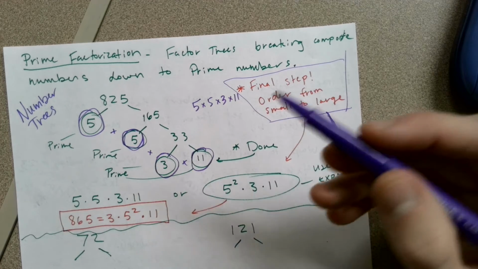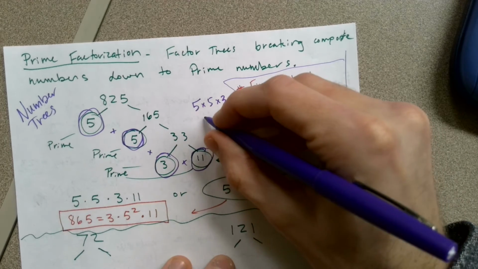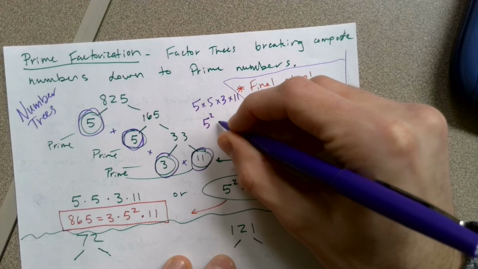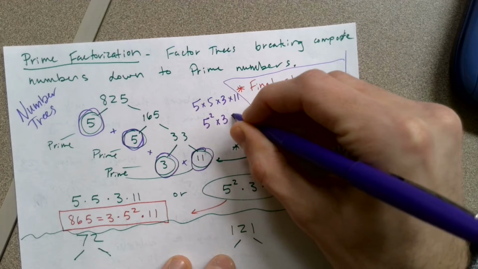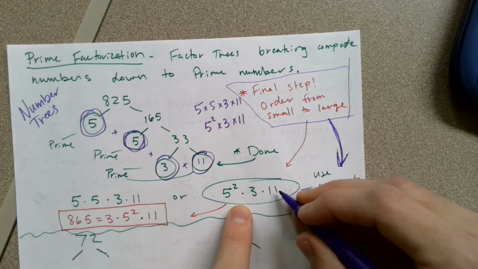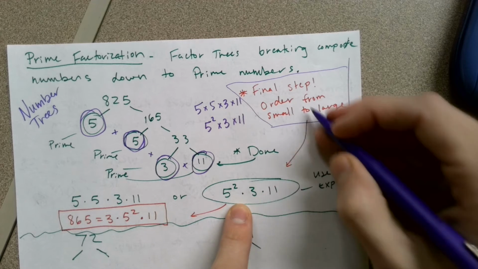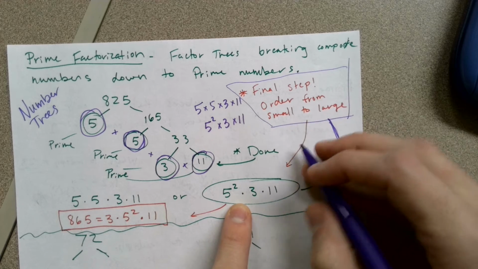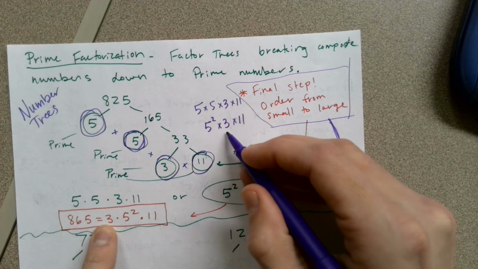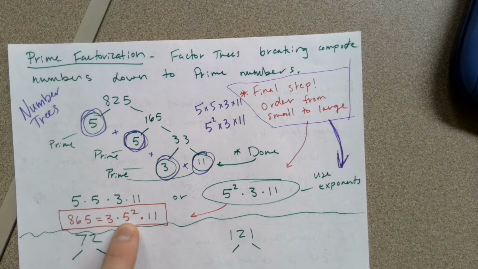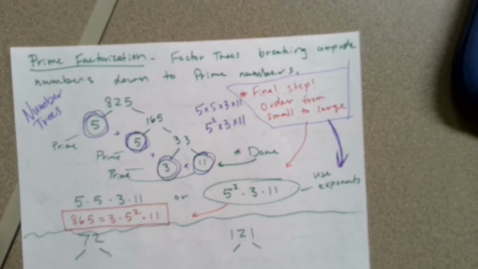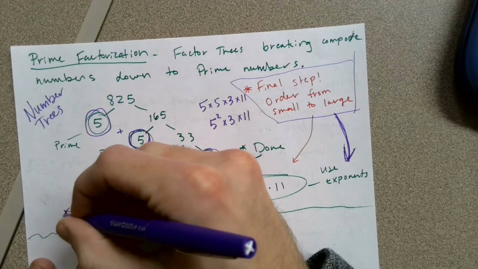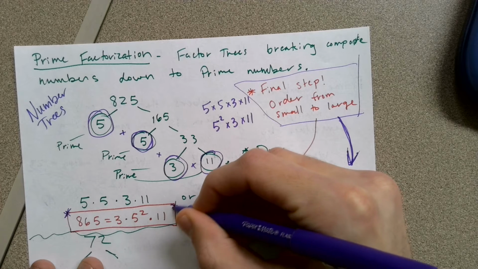Okay. Next, I'm going to put in my exponents. I know 5 times 5 is really the same as 5 squared. That's what we talked about last week. So I rewrote it like this. Did that right down here. And finally, use that final step to order from smallest to largest. So I changed it to 3 comes first, then 5 squared, then 11. From smallest to largest based on the integer. And this right here is our completed prime factorization.